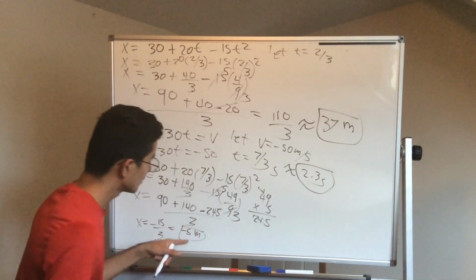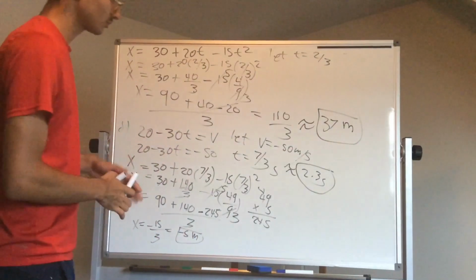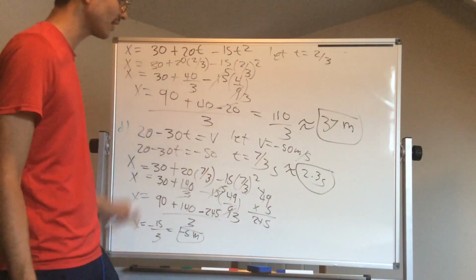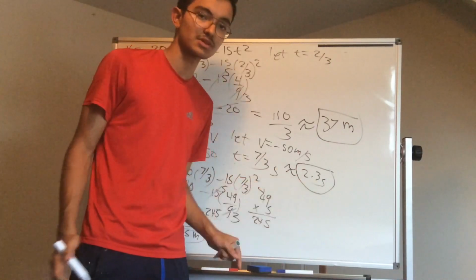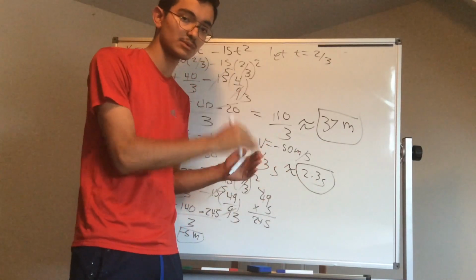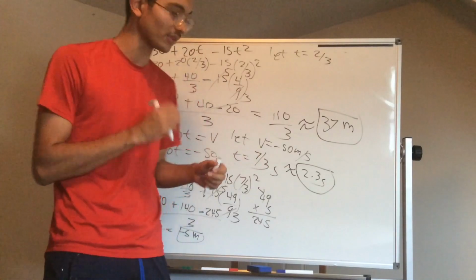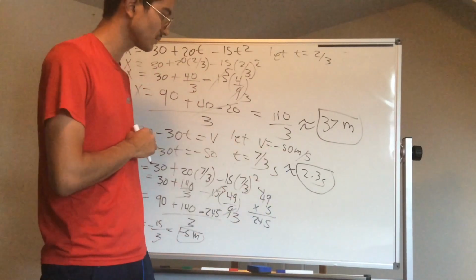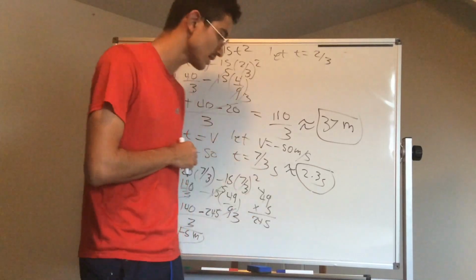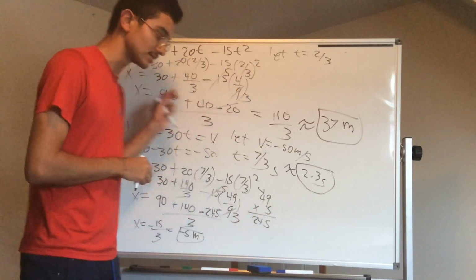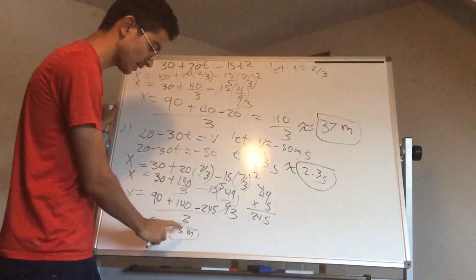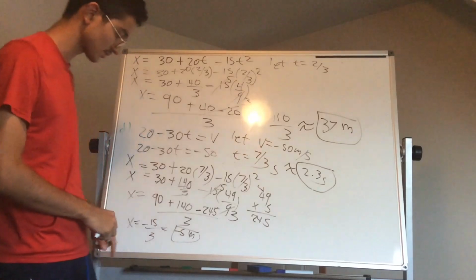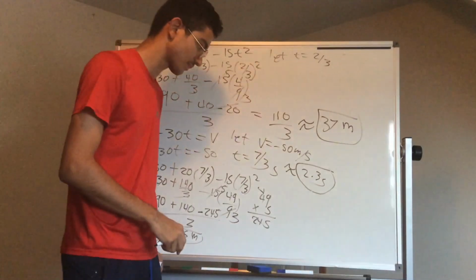So when the velocity of the car is equal to negative 50 meters per second, the time has to be 2.3 seconds. So from the start, from t equals 0 to t equals 2.3 seconds, the velocity will be negative 50 meters per second exactly at 2.3 seconds. And it's at a position, from the origin, of negative 5 meters. So it will be the net displacement, the location.